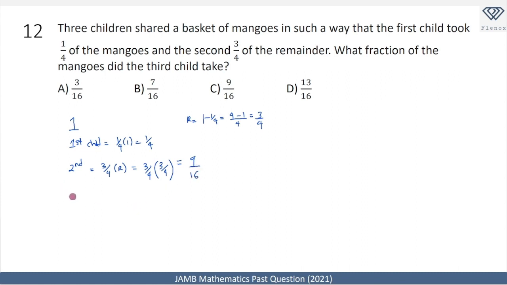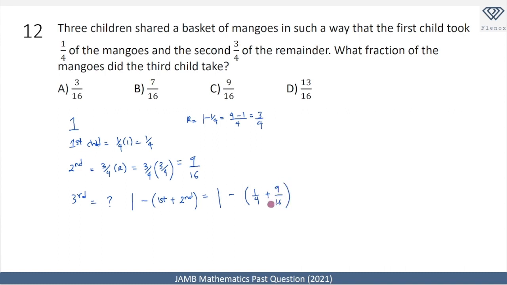So now what will the third child take? We know that what the first child takes plus what the second child takes plus what the third child takes must be equal to 1. So what the third child takes is going to be equal to 1 minus what the first child takes and what the second child takes. So this is just going to be 1 minus what the first child takes, 1/4, and what the second child takes, 9/16.